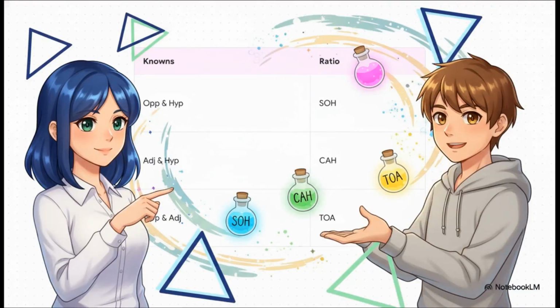And this brings us to our quick decision guide, which brilliantly illustrates the whole thing. Just look at your knowns and unknowns. Opposite and hypotenuse, choose SOH. Adjacent and hypotenuse, choose CAH. Opposite and adjacent, choose TOA. It really truly is as simple as matching your ingredients to the right recipe.